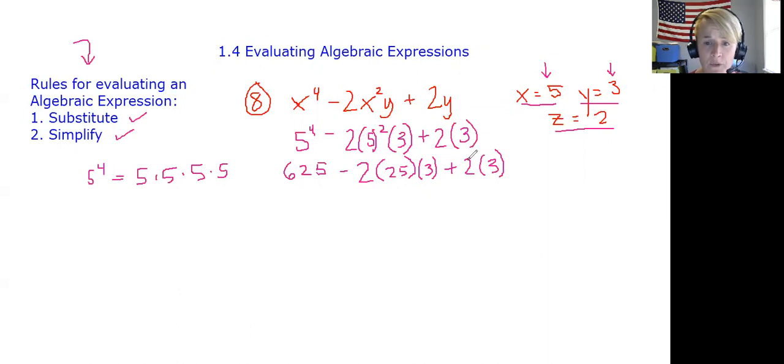I have no exponents remaining, so please excuse my dear. I'm on my multiplication and division step, and I'm going to do them in order from left to right. So I start at 625. There's not a multiplication problem there, so I can just copy that back down. 625 minus, I can start right here. This is the first one I'm going to run into. 2 times 25, and 2 times 25 is 50.